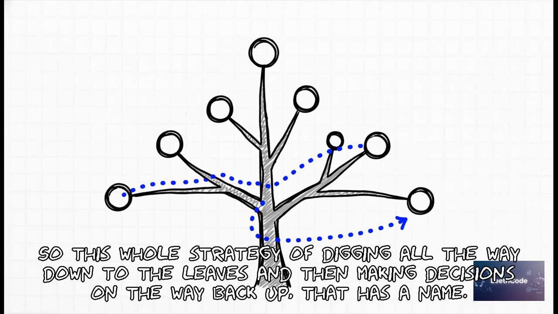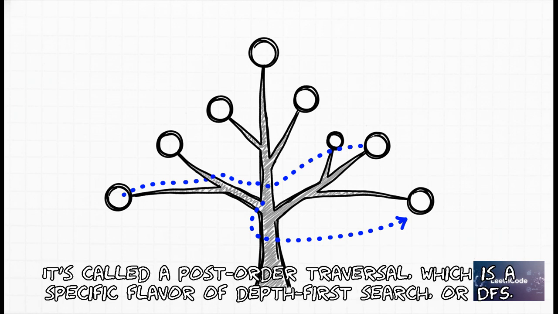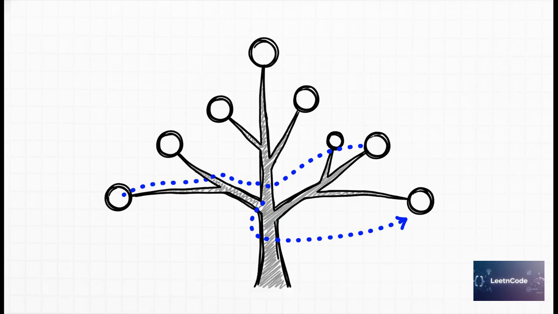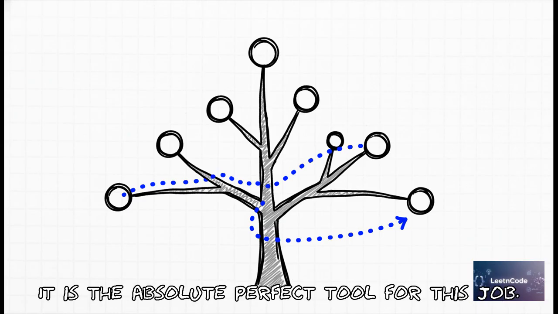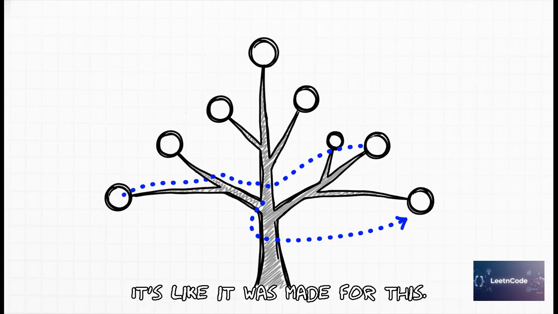So this whole strategy of digging all the way down to the leaves and then making decisions on the way back up, that has a name. It's called a post-order traversal, which is a specific flavor of depth-first search, or DFS. It is the absolute perfect tool for this job. It's like it was made for this.